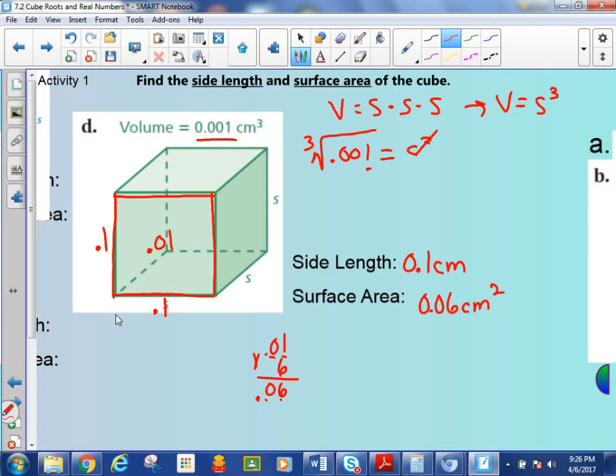Okay, that's it for this part of the activity. So good luck with doing A and B. They should be a little bit easier. If you need to use your calculator to help you out, that's fine. Good luck with this part of the lesson.